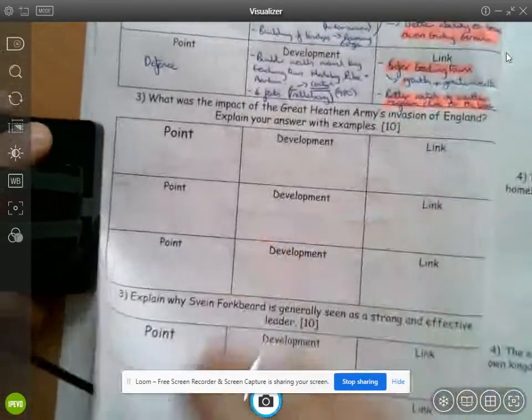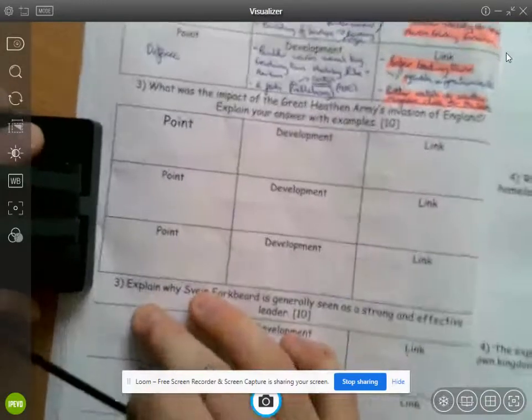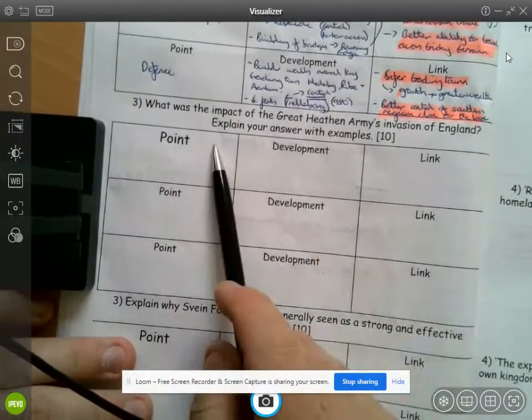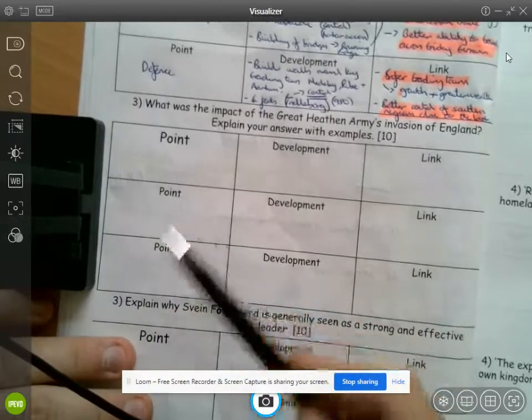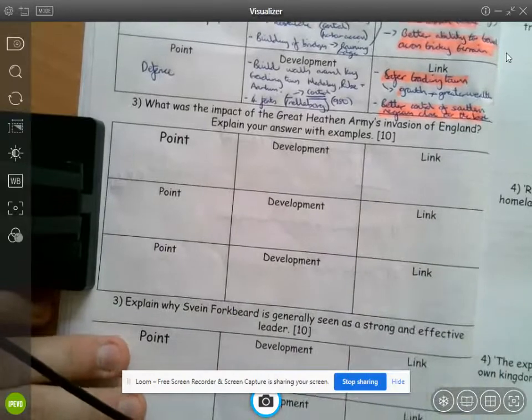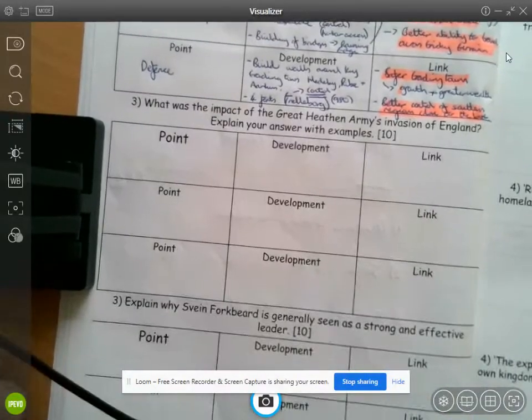Okay, turn your page over. Annotate your question. Write our 3 points in: Danelaw, Jorvik, Treaty of Wedmore, and fill in what you're going to write. Pause the video.